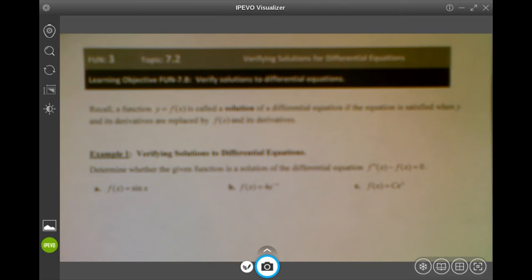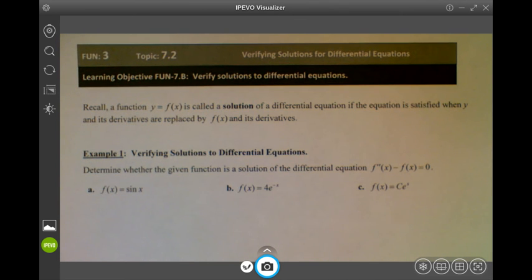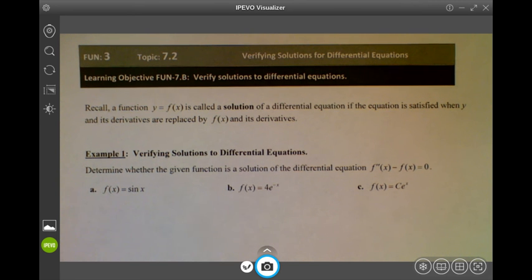All right, so last section we're going to cover today is topic 7.2, verifying solutions for differential equations. And so we are going to check to see if the function that they give us is a solution or not.